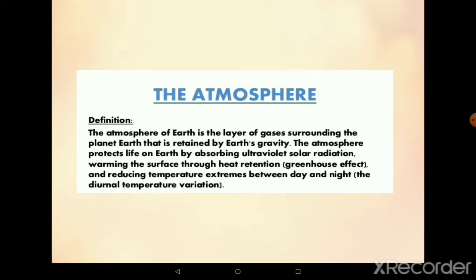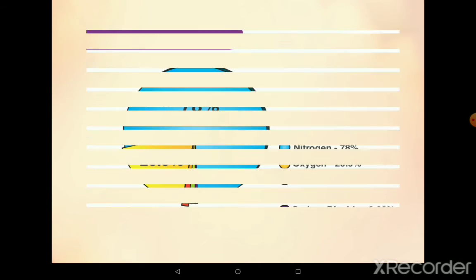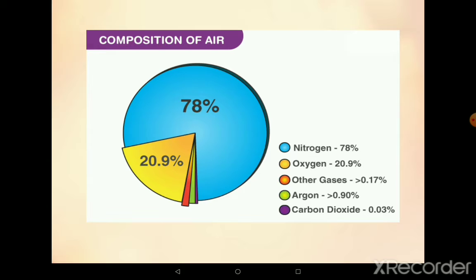It extends for almost 10,000 kilometers above the surface of the earth, and as we go higher, the density of air keeps decreasing. That is why, as we go higher up in the mountains, we find it difficult to breathe. This air is a mixture of gases. You can see the composition of air in the atmosphere.